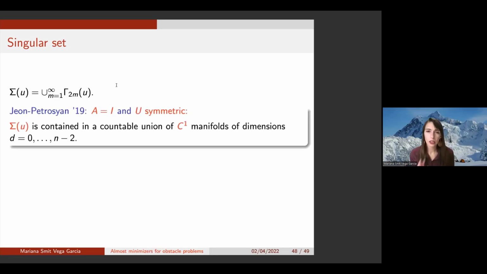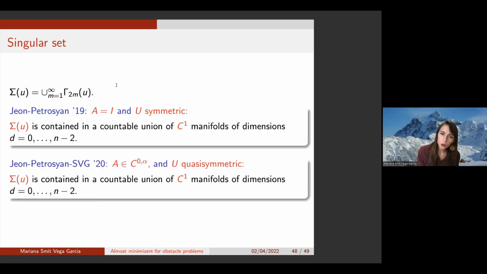So first of all, in the case of the Laplacian almost minimizers, in which the almost minimizer was symmetric, Guillen and Petrosyan were able to stratify the singular set. And we were able to generalize that result in the case of variable coefficients, assuming our almost minimizer is quasi-symmetric. So that is the notion that is needed for the variable coefficients. So you again can stratify them.